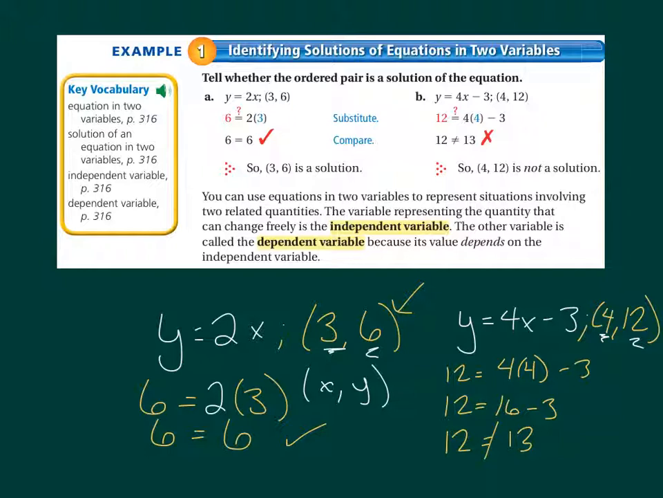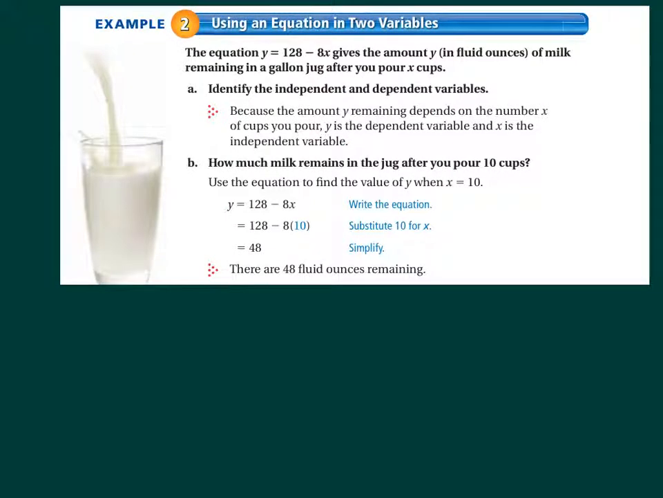So you're going to learn how to isolate y where you choose what the rule is for that variable. Example 2 says the equation y is equal to 128 minus 8x gives the amount y in fluid ounces of milk remaining in a gallon jug after you pour x cups. First, you're supposed to identify the independent and dependent variables in this problem.